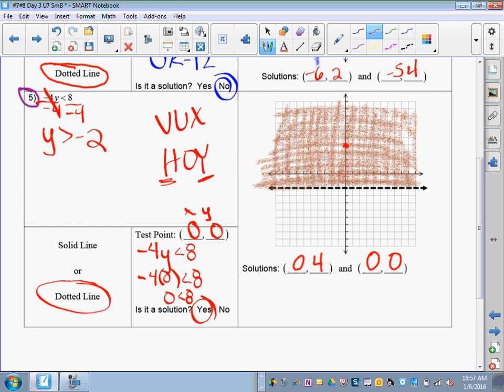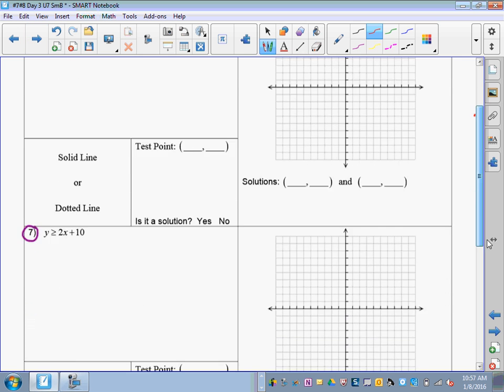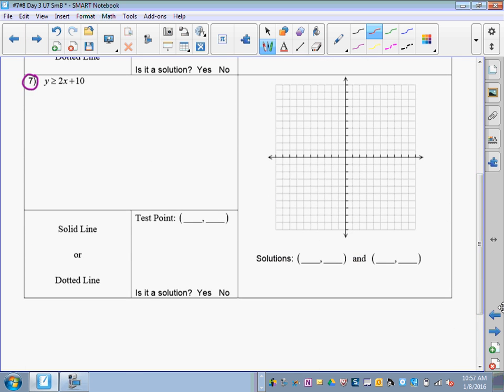All right, questions on that? All right, we're gonna do number 7 next, which is y is greater than or equal to 2x plus 10. Here we have both y and x, so we know it's gonna look like a line that has some type of slope to it. And it's greater than or equal to. Since y is already by itself, we don't have to move anything around, so we don't have to do any work for this. Let's go ahead and identify our y-intercept and our slope.